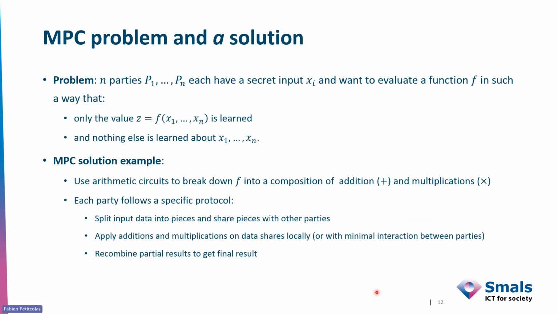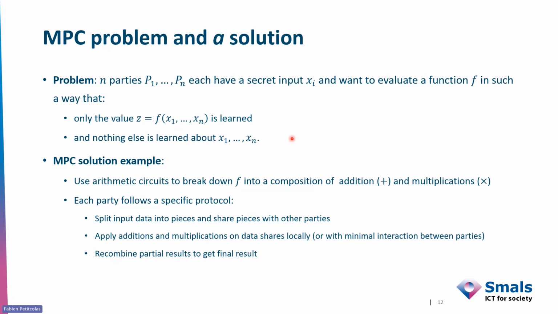Slightly more formally, suppose you have n parties, P1 to Pn, and each of them has a secret xi, so that's the input data, and they want to evaluate a function f on this data. And we want to do that in such a way that only the outcome of the computation, that is f applied to the xi, is learned by any of the parties, and nothing else about the xi is learned by the parties.